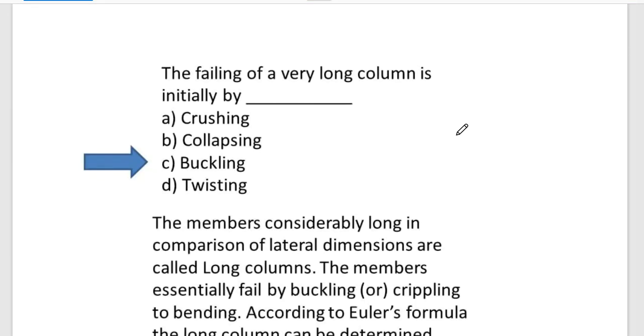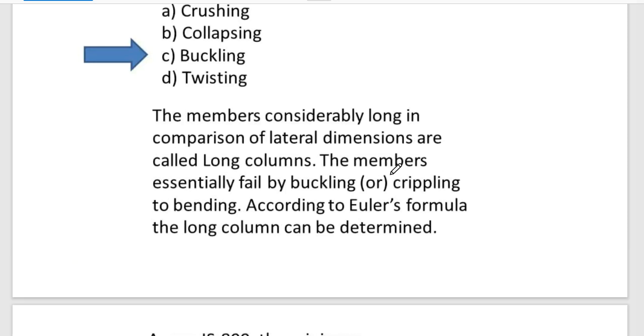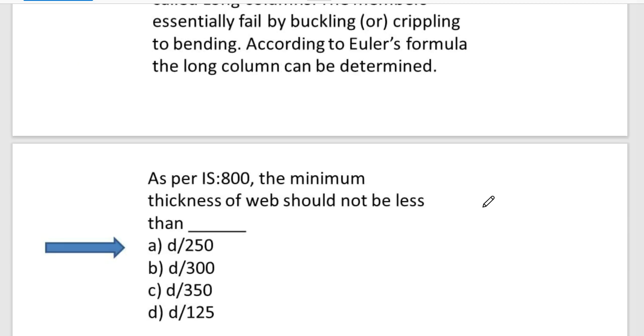Next, the failing of a very long column. A very long column, whose height is very large, mainly fails by which: crashing, collapsing, buckling or twisting? Option C is correct, buckling. The members considerably long in compression, with lateral dimensions small, are called long columns. The members essentially fail by buckling or crippling due to bending. According to Euler's formula the long column can be determined. Euler's formula is used.